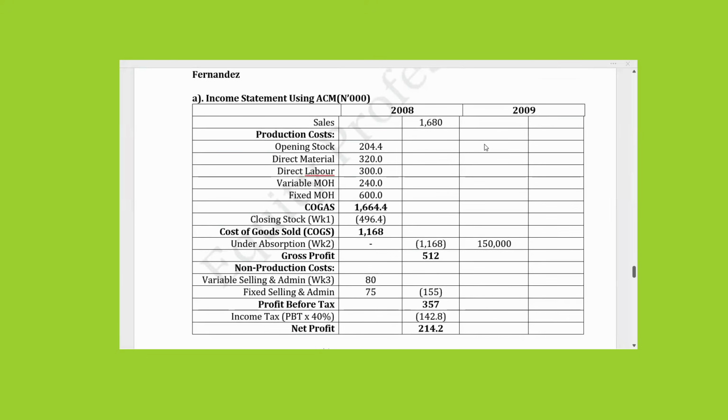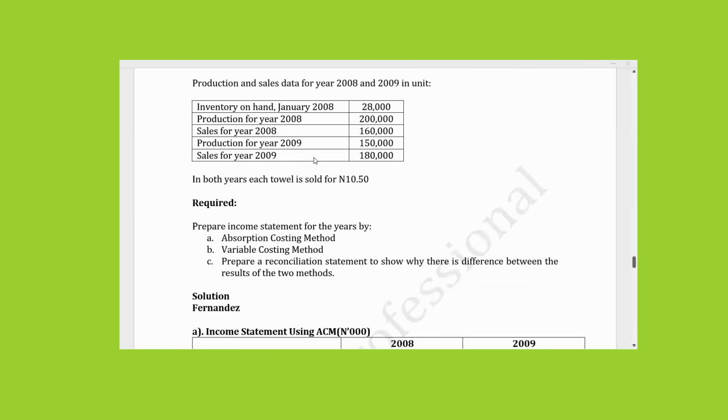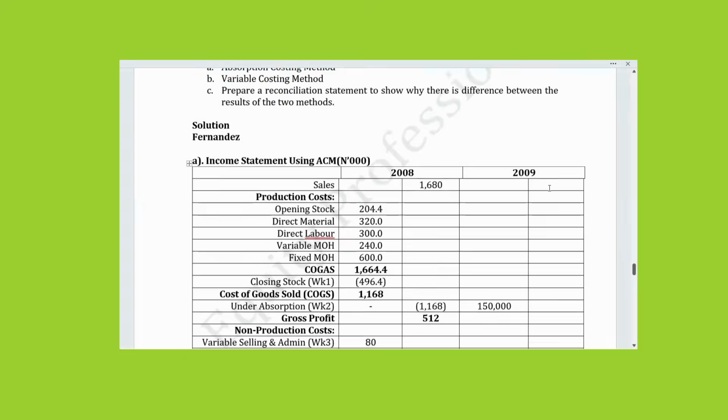All right. Time is running faster than usual. So in 2009, how many units were sold? 150,000, let me confirm. Yeah, in 2009, 180,000 units were sold. Therefore, 180,000 units multiplied by selling price of 10 naira 50 kobo. What do you have there?